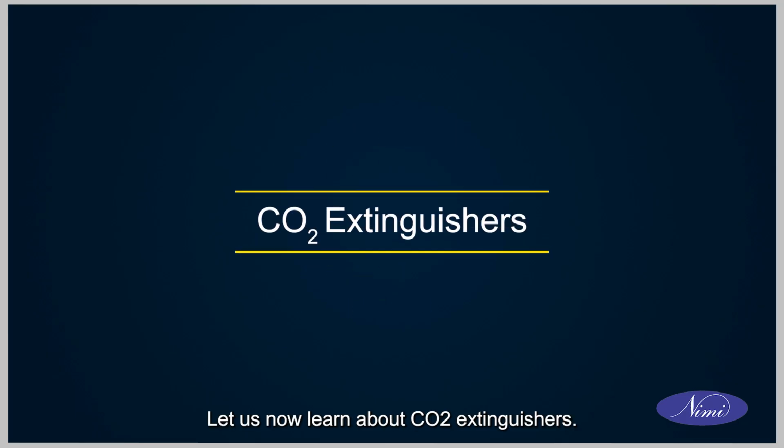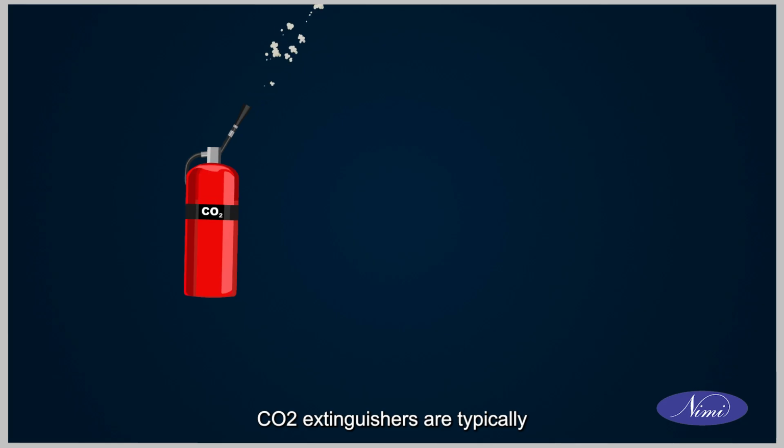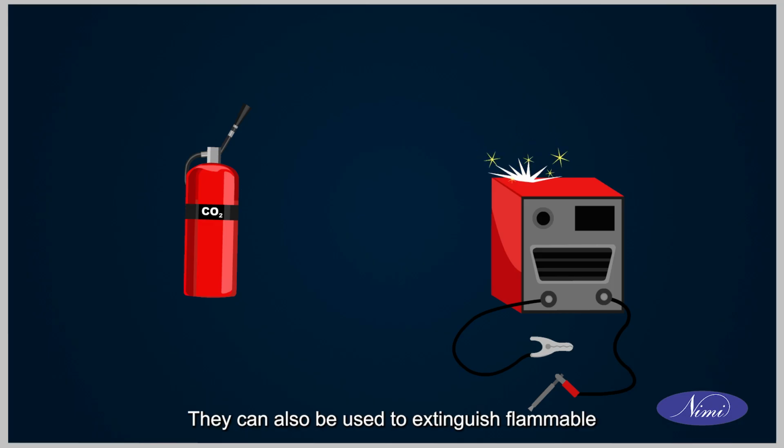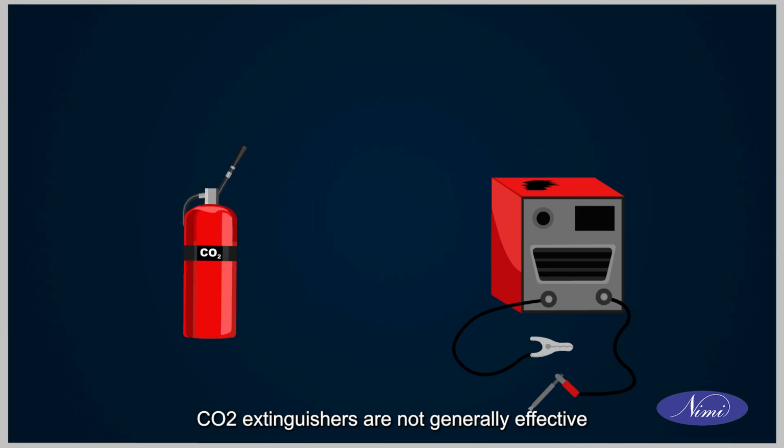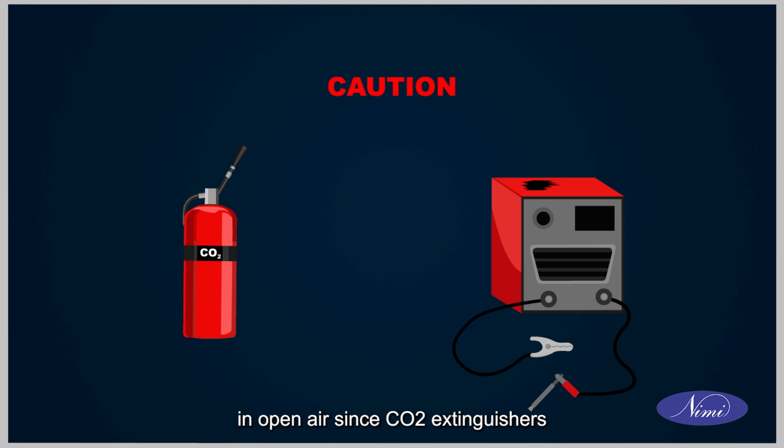Let us now learn about CO2 extinguishers. CO2 extinguishers are typically used on electrical equipment. They can also be used to extinguish flammable liquids in the same way as foam extinguishers. CO2 extinguishers are not generally effective in open air.